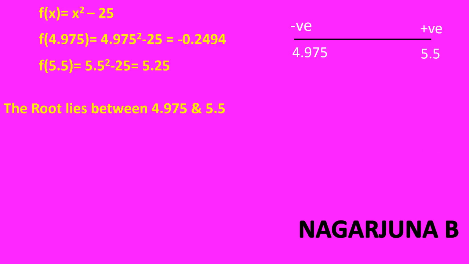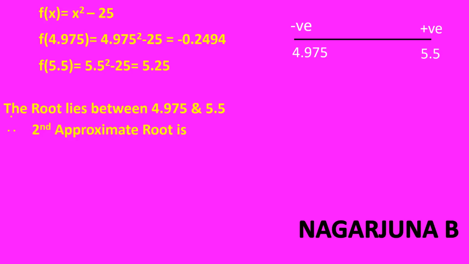Now, according to the fundamental property of a root, the root always lies between a positive and a negative value. Therefore, the root lies between 4.975 and 5.5. Since it is a second approximation, the second approximate root is given by the formula you know, x is equal to a into f of b minus b into f of a divided by f of b minus f of a. Here the a value is 4.975 and b value is 5.5.